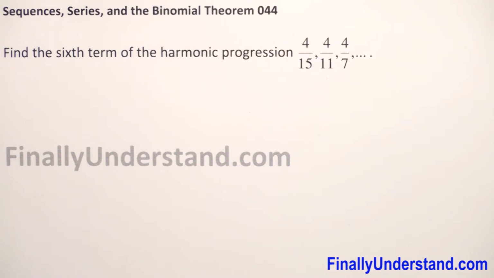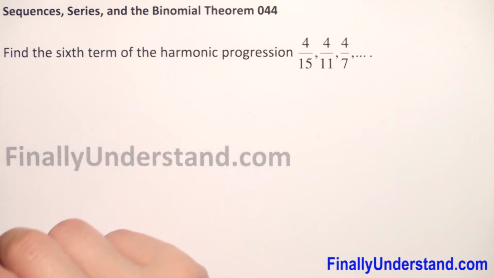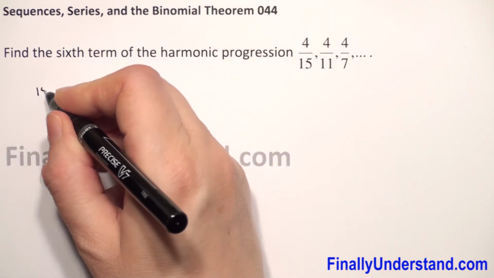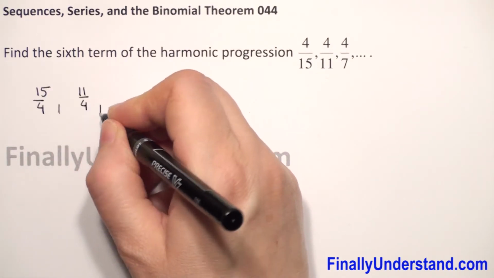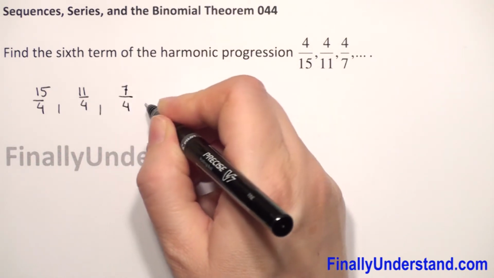So first let me remind you that a sequence is called a harmonic progression if the reciprocals of its terms form an arithmetic progression. So when we take the reciprocal of these three terms, we will have an arithmetic progression. So let me take the reciprocal. It will be 15 over 4, the first term. The second will be 11 over 4. The third will be 7 over 4, and so on.